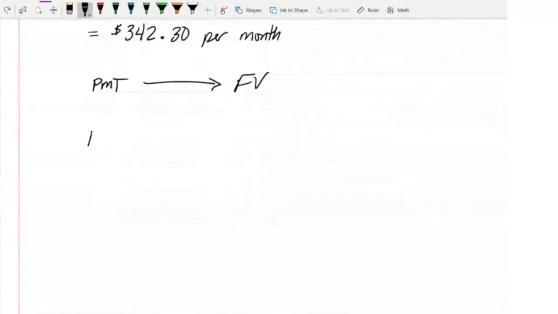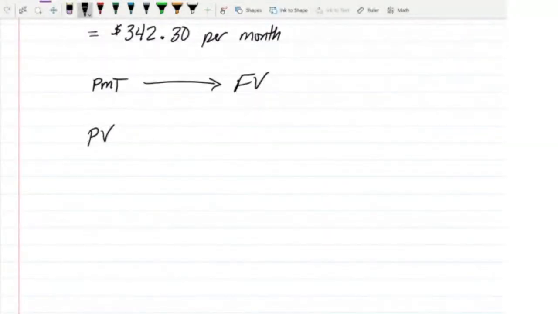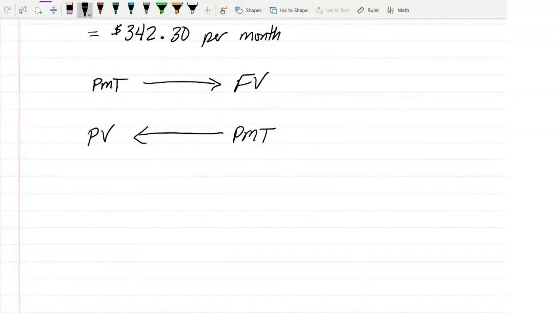Let's talk about the other version of this. That would be called the present value version of the formula. Now, if we use the present value version of the formula, I can say, you know what? I'm willing to make a bunch of payments in the future, or I know some payments in the future are coming in. But I want to know what the equivalent value is today.